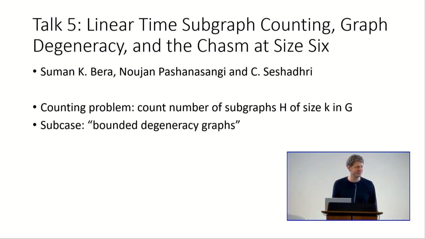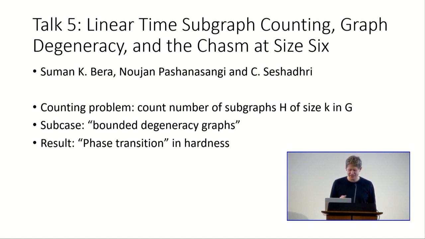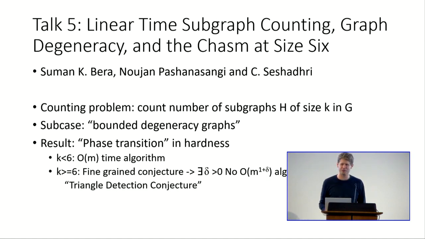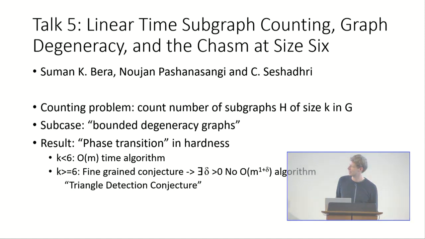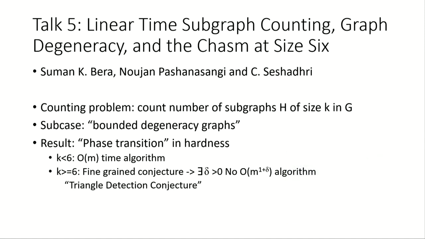And they'll be specifically studying this on bounded degeneracy graphs. And their main result is that there's a sort of weird phase transition in hardness that occurs as you vary k for this problem. It turns out their main result is that if k is less than 6, there's a linear time algorithm here.